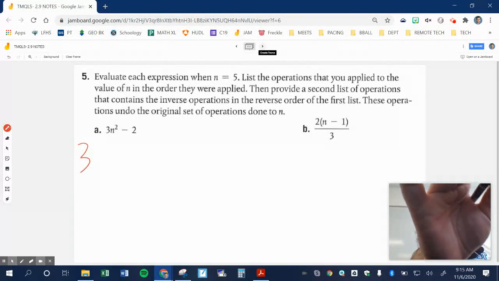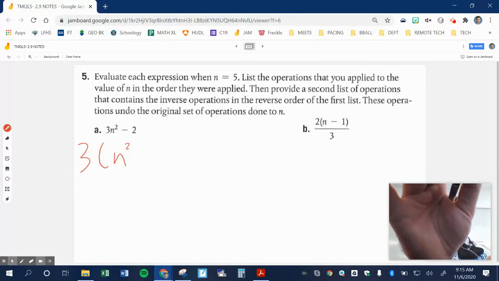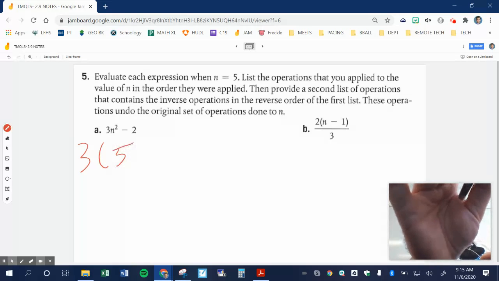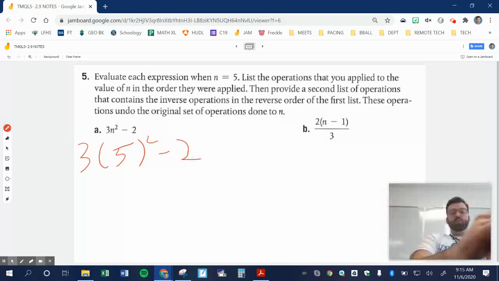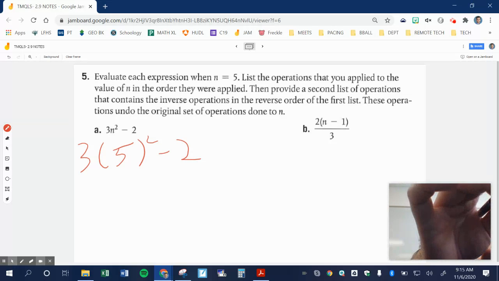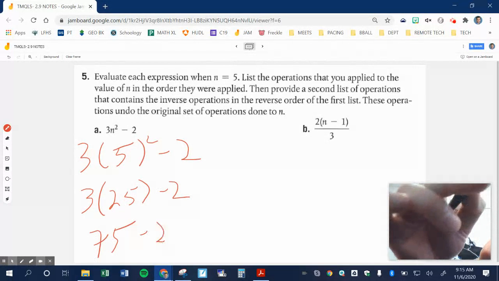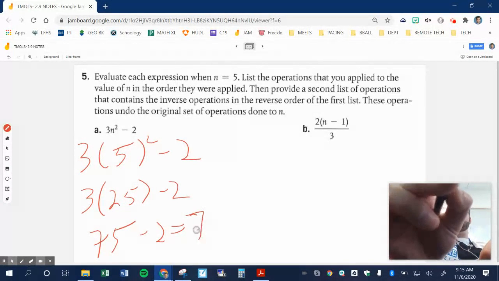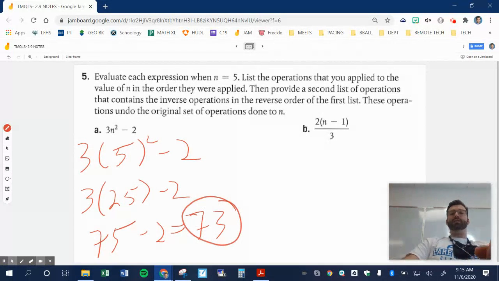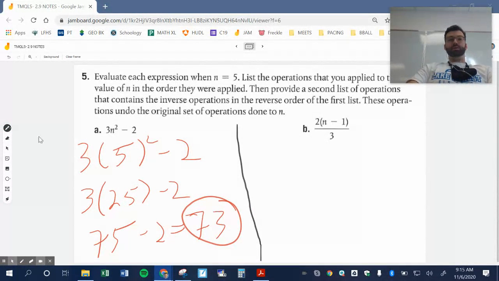So if I plug in 5 for n, what am I going to do first? All right, remember PEMDAS. PEMDAS says I got to do the exponents. So really that's 3 times 25 minus 2. All right, so a lot of us would just multiply 3 times 5 and say that's 15 squared. That's not 15 squared. You got to do the exponents first. Don't forget your order of operations.